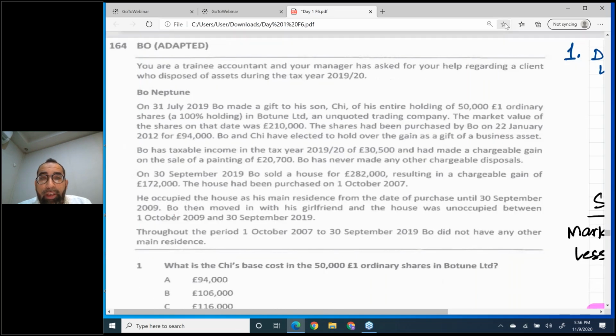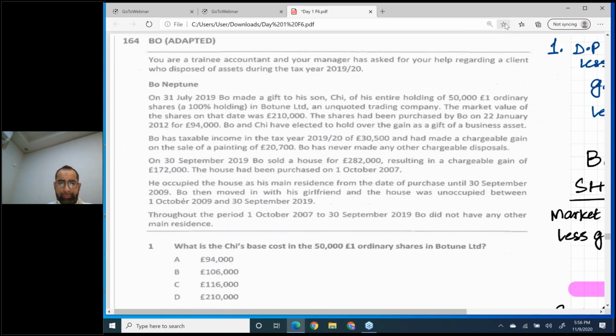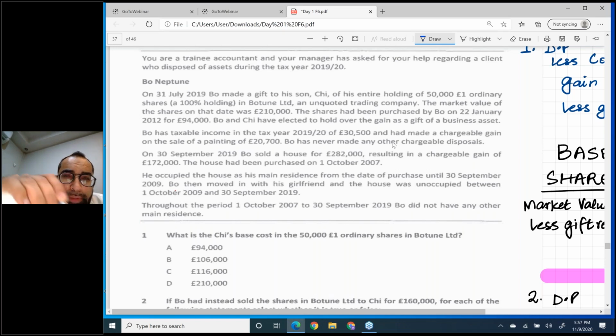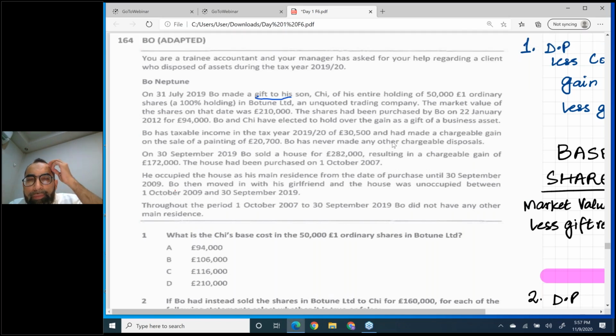Let's read the question very carefully. You are a trainee accountant and your manager has asked you for help regarding a client. Listen, Bo Neptune. On 31st July 2019, Bo made a gift to his son. Okay, gift to his son. Now, after reading this, gift relief comes in my mind.